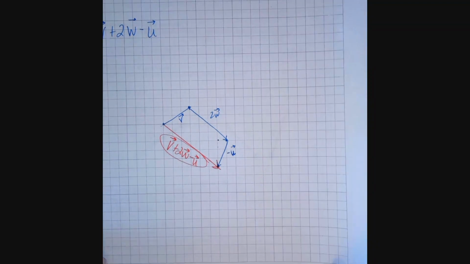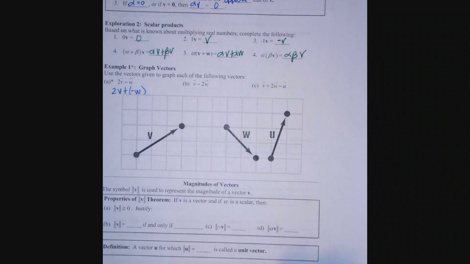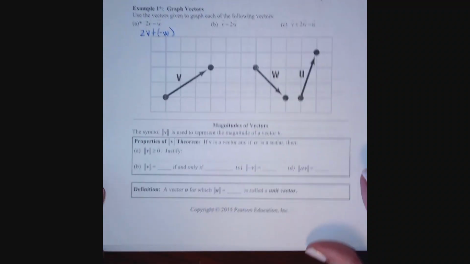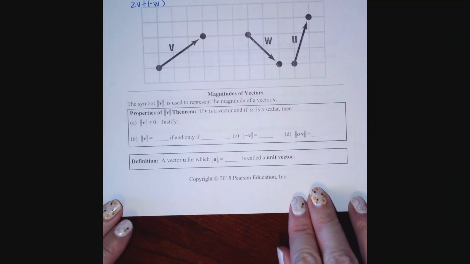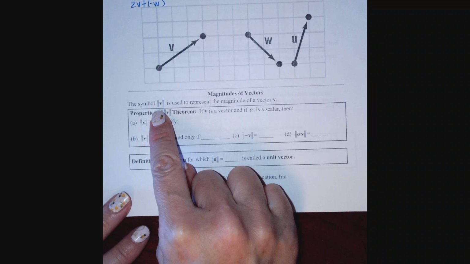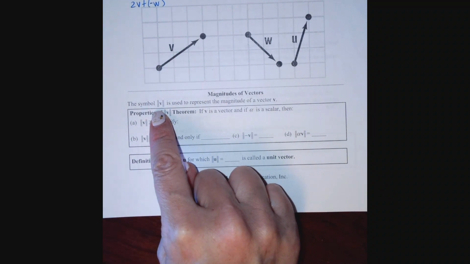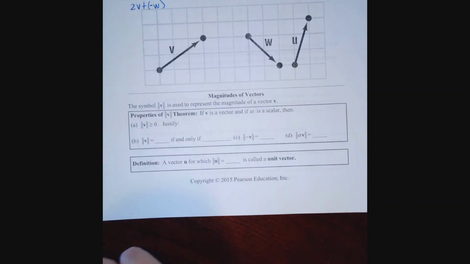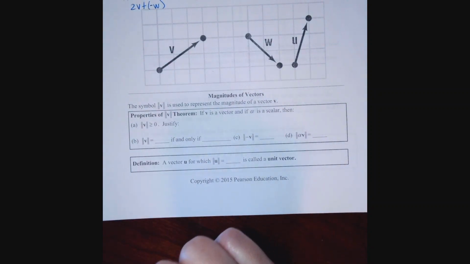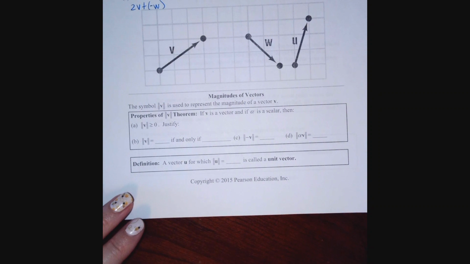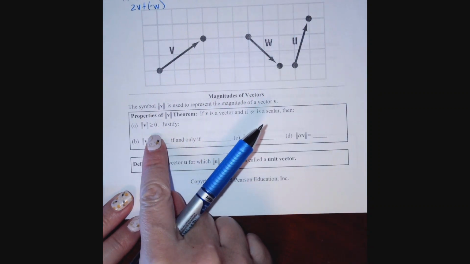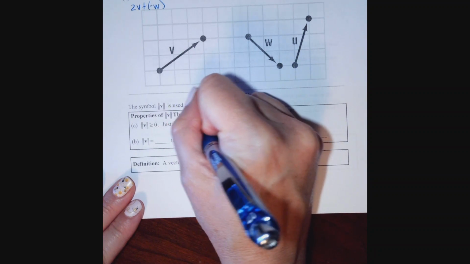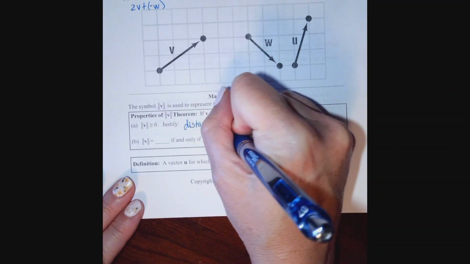Okay, let's start talking about the magnitudes of vectors. This symbol represents the magnitude of vector v. So it's like a double absolute value bar. If v is a vector and alpha is a scalar, then the magnitude of v is going to be greater than or equal to 0. And we know this because distance is non-negative.